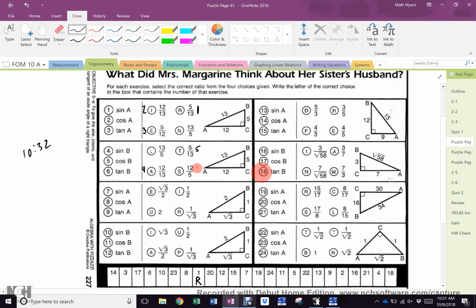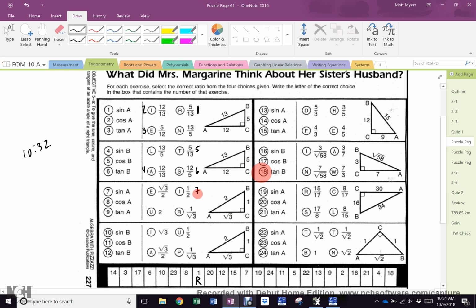12/5. Now, please notice these are the exact same triangle, yes? But what has changed? Your theta. In this one, your theta was A, and in this one, your theta was B. But you're using the same numbers, they're just in different spots. Down here, what's different? I got a root sign. Does it matter?